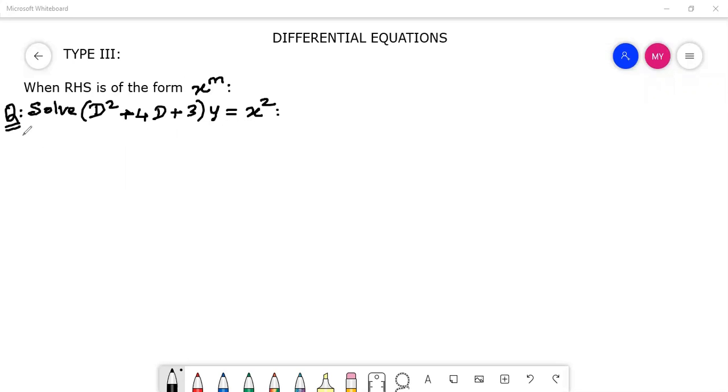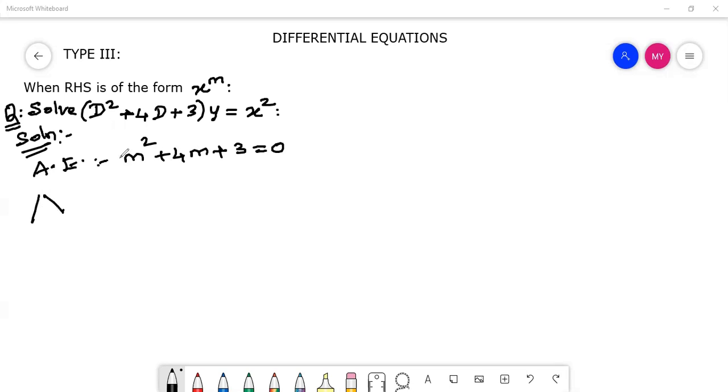As usual, while proceeding with the solution, we have to find the auxiliary equation. What is our auxiliary equation? We have to transfer this D to m. So it will be m² + 4m + 3 = 0. Now we have to solve this. We have to factorize this.